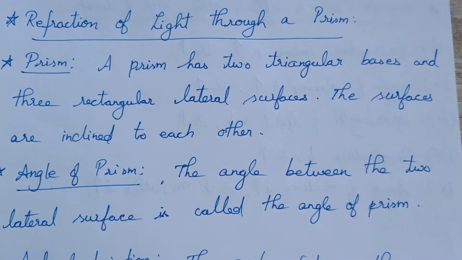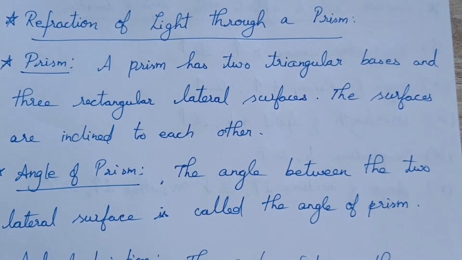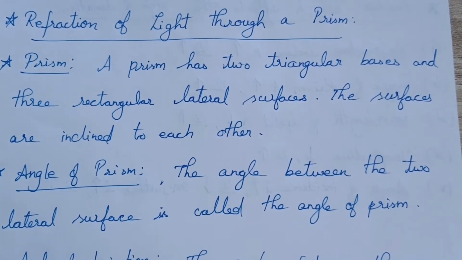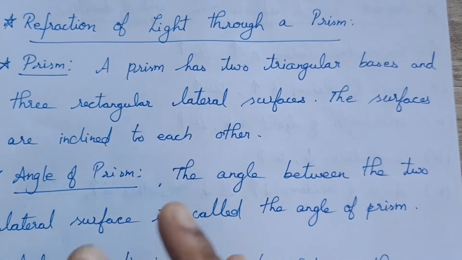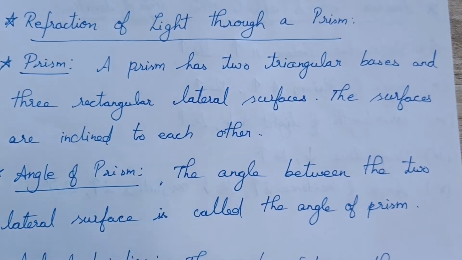Okay, so in the last chapter we have seen refraction of light through a rectangular glass slab, right? So in that, what happens when it is refracted through the glass slab? Only a lateral displacement of the light has taken place, right? So here we'll see what happens to the light rays when it is refracted through the prism.